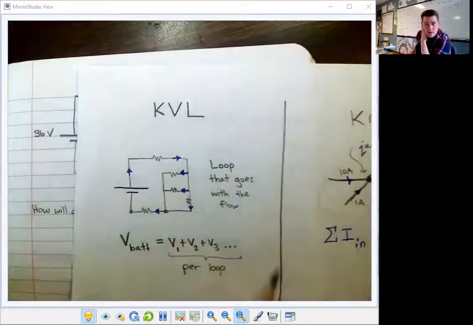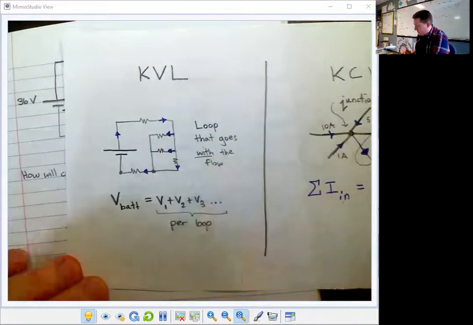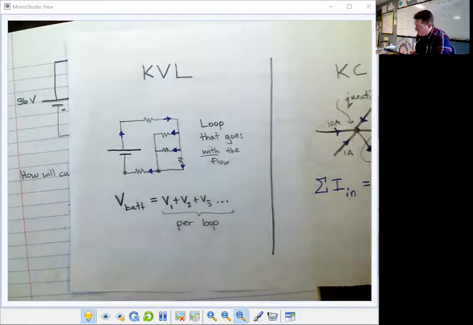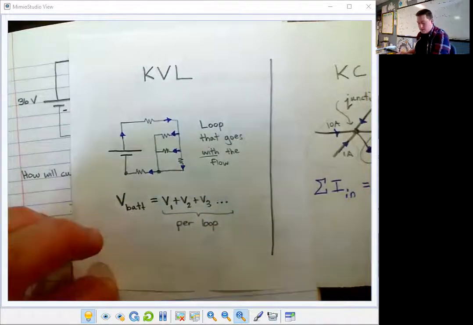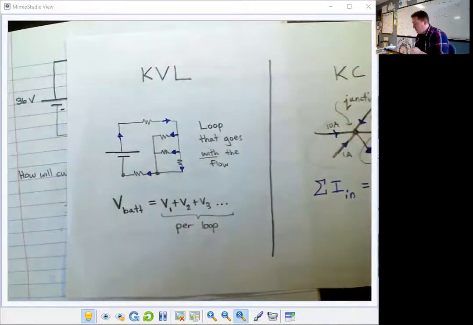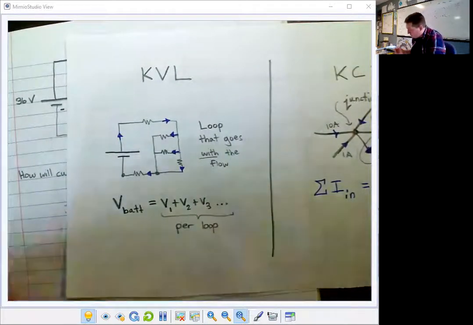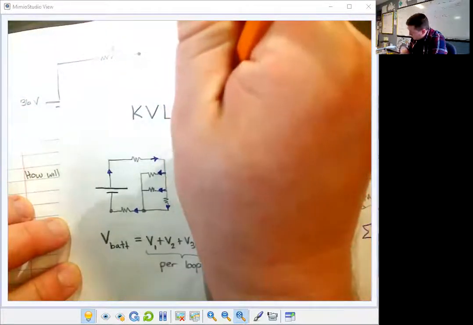Kirchhoff's voltage law says that you pick any loop that goes with the flow, and you'll get this rule that says the voltage of the battery must equal the voltages of each resistor. It's very similar to a series circuit, except you have to pick a path and it has to be a closed loop. In fact, I should add that word here, closed loop.